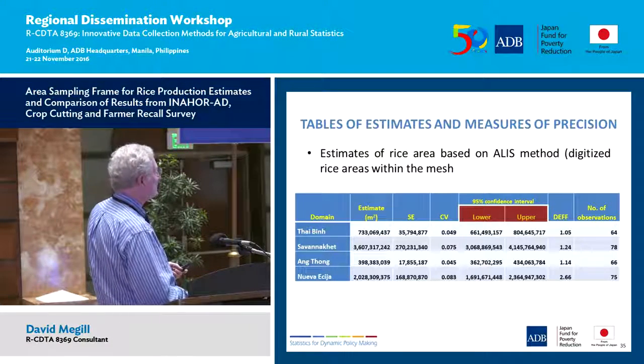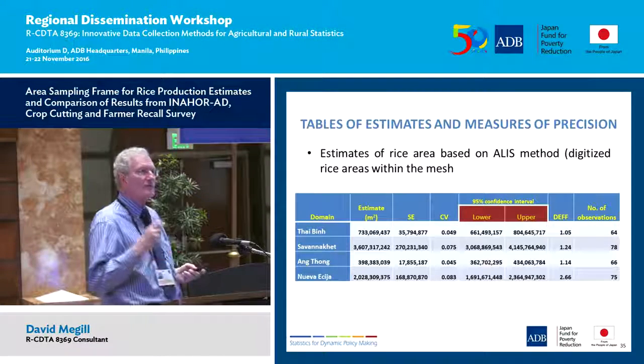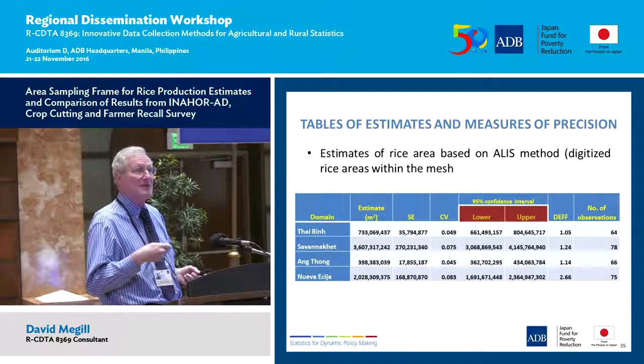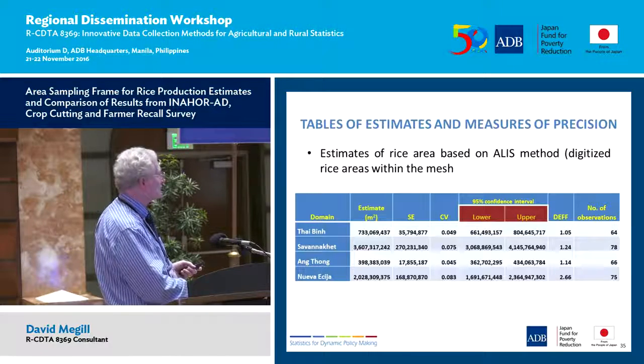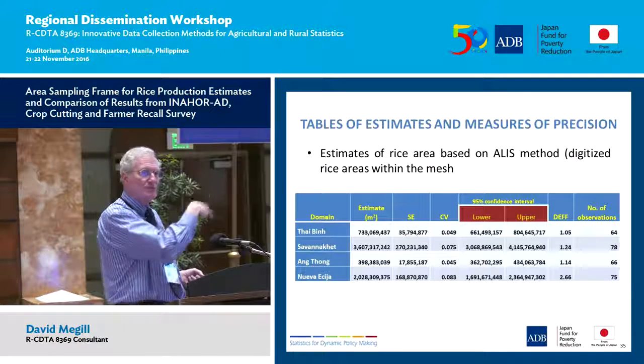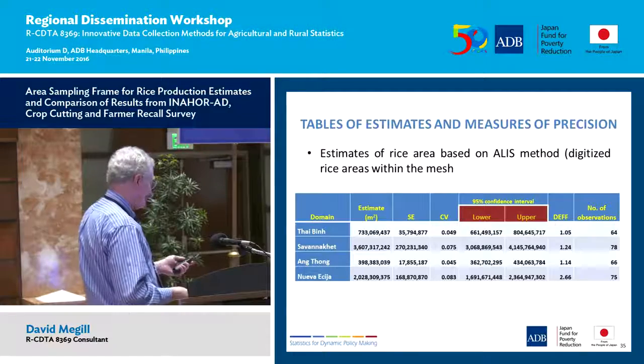And by the way, in this case, the number of observations would be what? The mesh. Okay. So this is actually the number of meshes, because we're measuring the entire mesh in this case.